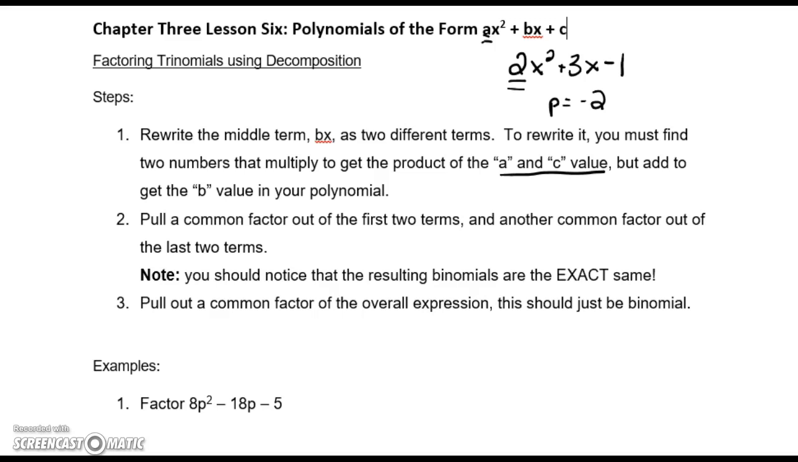So we're going to do example number 1 from your factoring using decomposition section. Here in our example, we're going to factor the polynomial 8p squared minus 18p minus 5. Step number 1 says to rewrite your middle term using the product sum method.